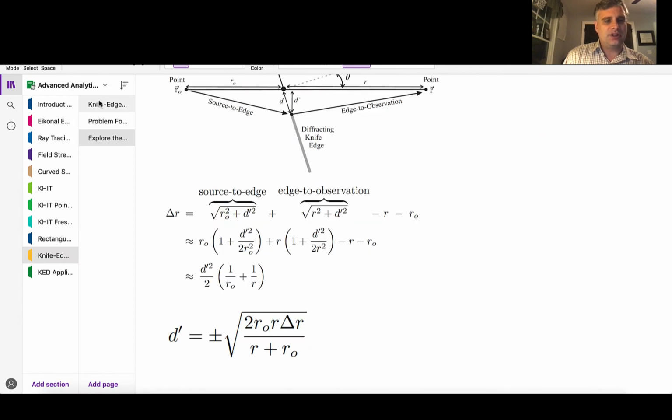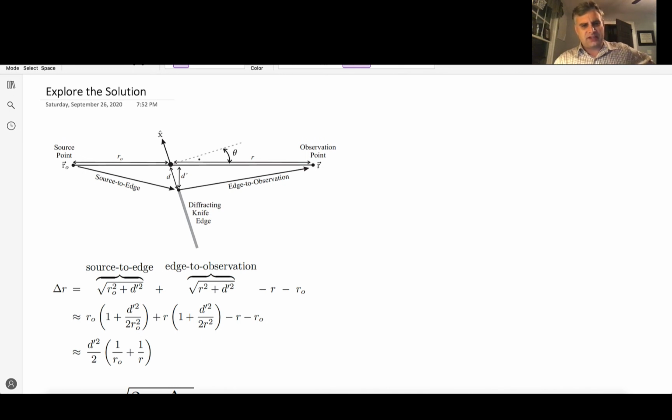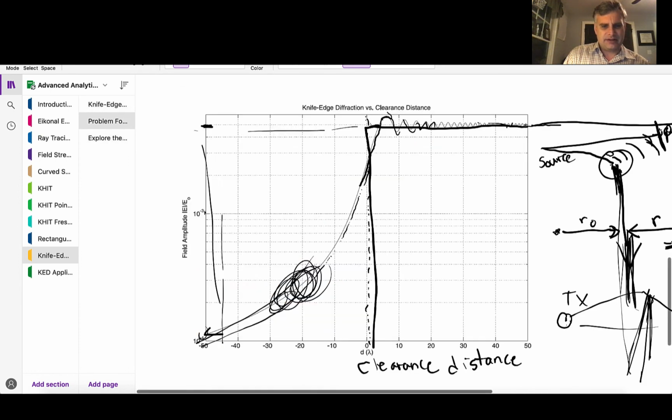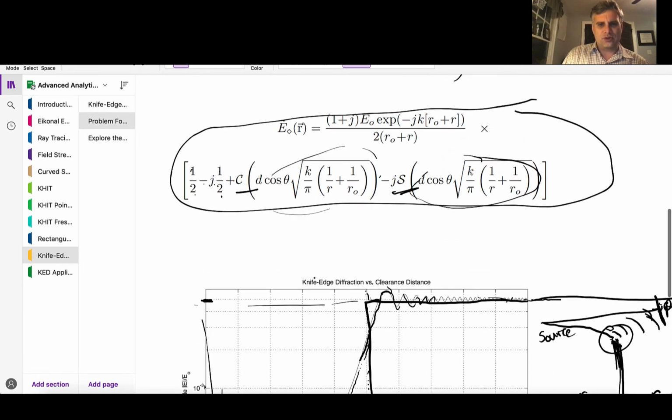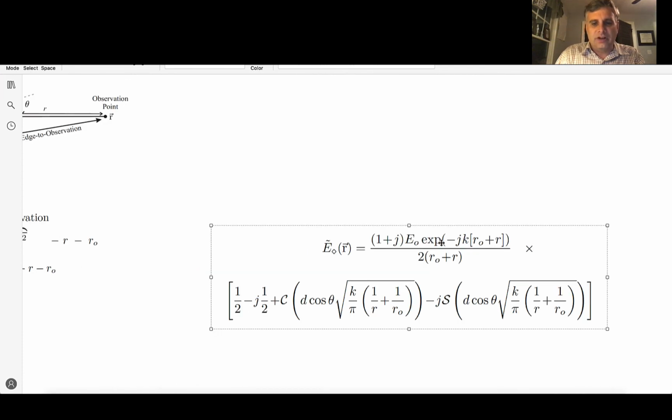Now, one thing I wanted to do before I finish this explanation of the Fresnel diffraction formula for knife edges is to look at something, and we're going to do a little compare. Let me go ahead and drag and drop the solution here so that you can see. There we go.